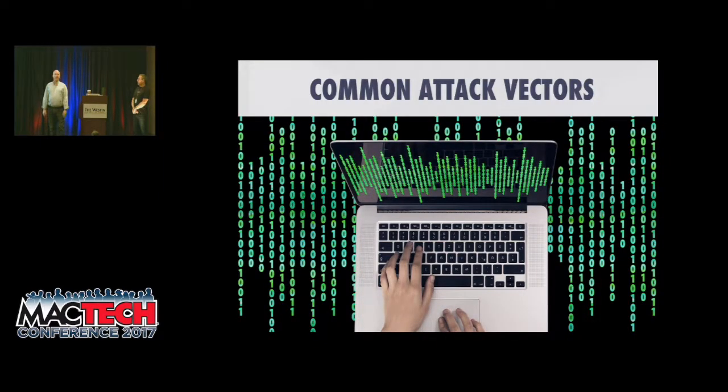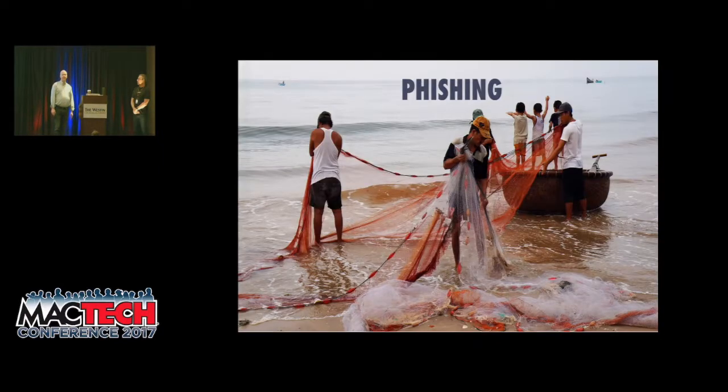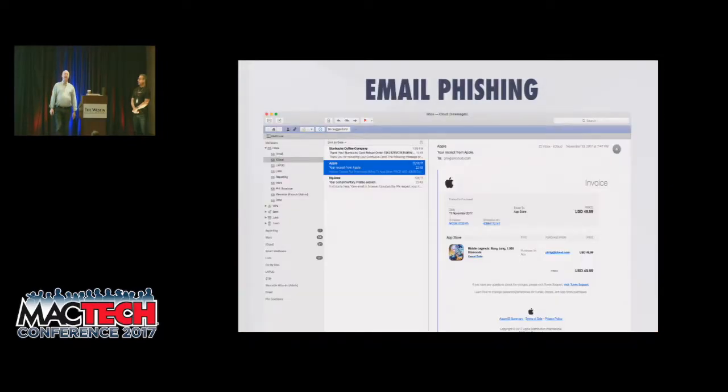Lots of other common attack vectors, lots of ways they can get in. Phishing is one way, where they can throw out a net and hopefully somebody will get in. What is phishing? Explain phishing. Email phishing is one example. Here's an email I got for a purchase that was made on the iTunes store. And I looked at it and I said, a $50 in-app purchase for a game? I don't think so. I looked at the game, and no, that's not real.